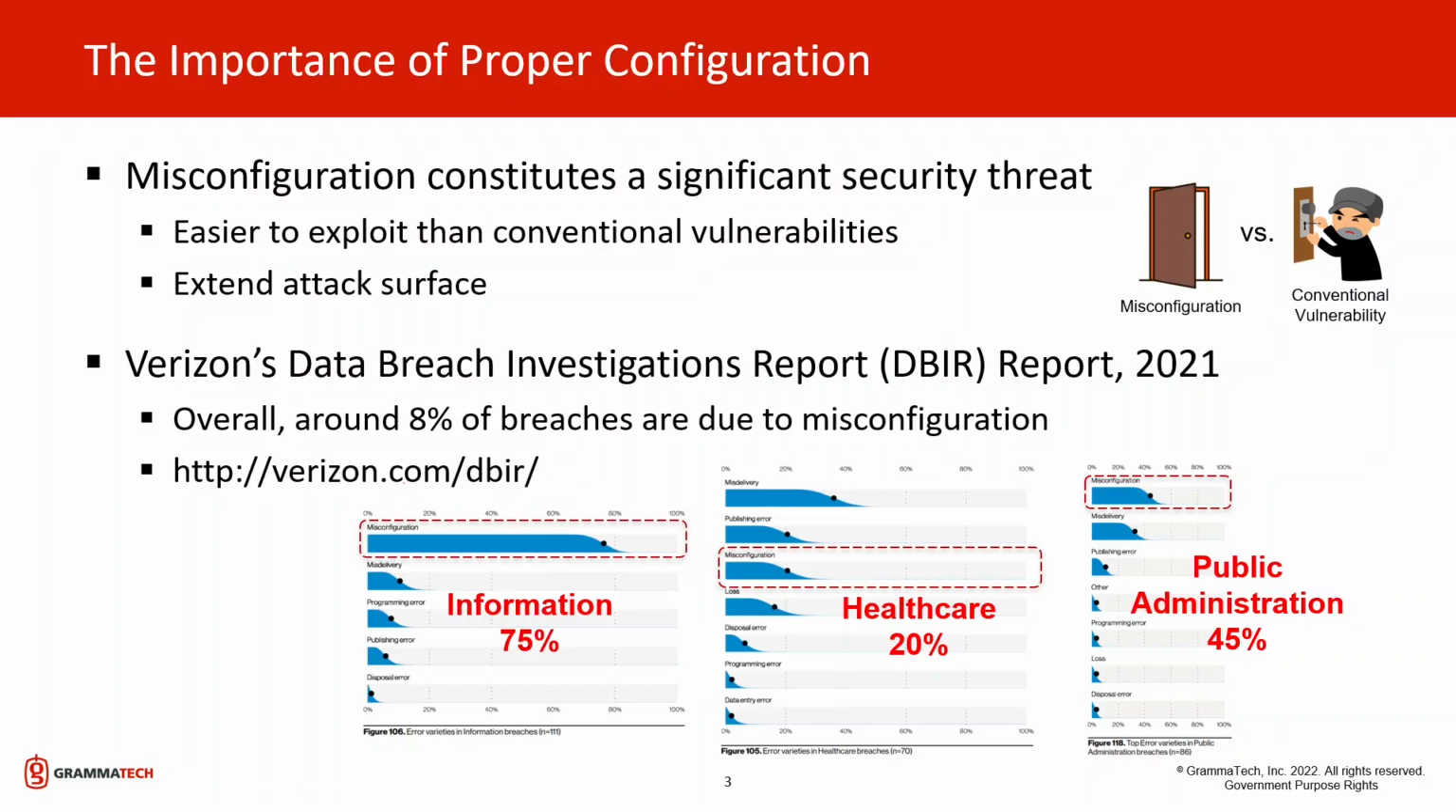These configuration-based security holes are typically easier to exploit than conventional software vulnerabilities. Even when not exploitable directly, misconfiguration may extend the attack surface of the system. According to last year's Verizon Data Breach Investigations Report, 8% of all security breaches are caused by misconfiguration, but for some key areas, these percentages are significantly higher.